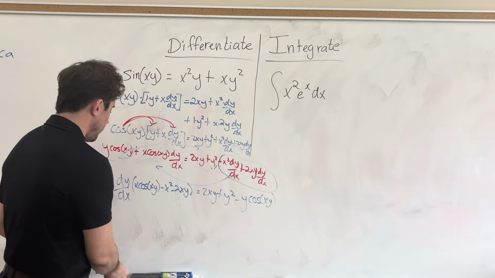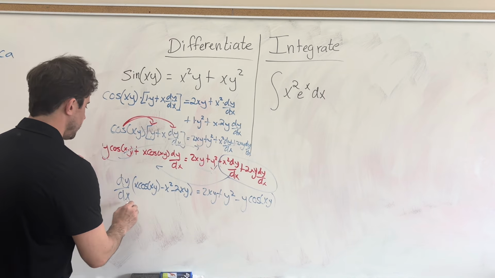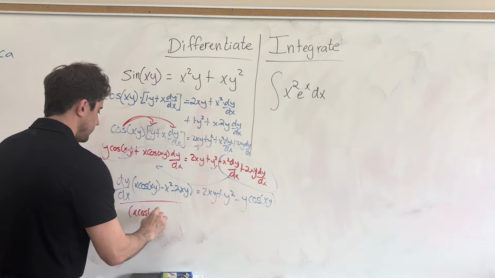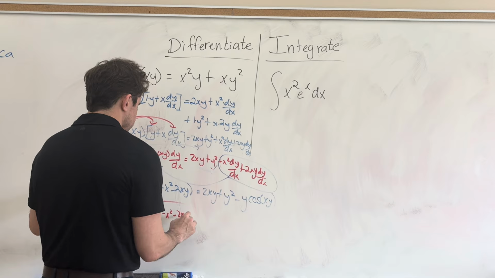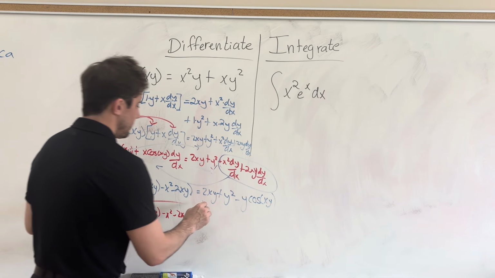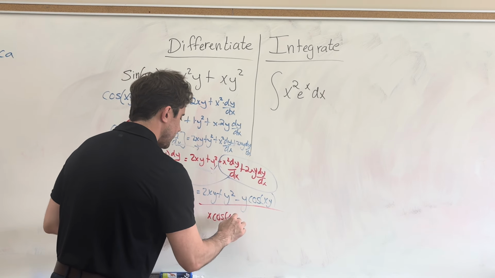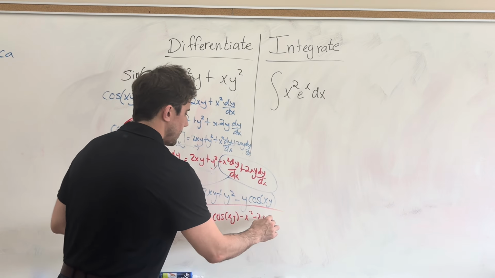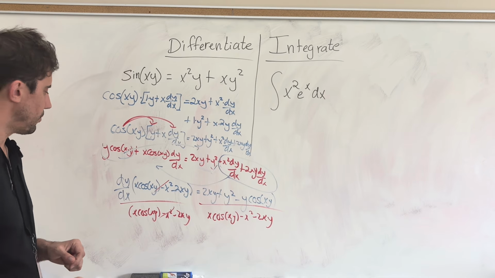So to get our expression for dy dx, we're going to divide both sides by that whole thing. So that's x cos xy minus x squared minus 2xy. Same idea here. So x cos xy minus x squared minus 2xy. And now these guys cancel out, obviously, right? That was the whole point.